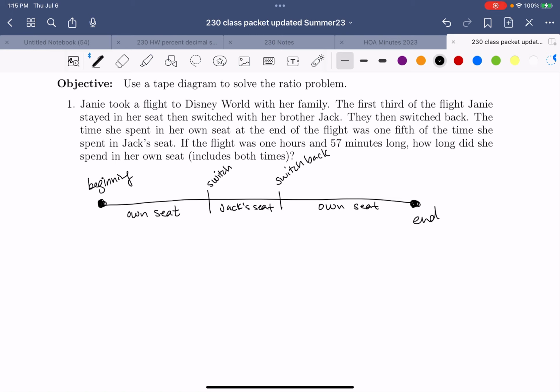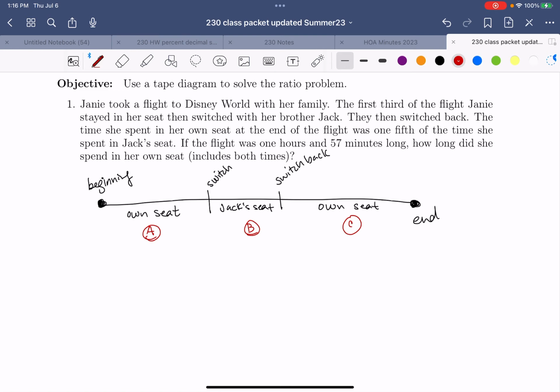Okay, so now I have the switching under control. I'm going to go ahead and label my 3 sections: A, B, and C. Okay. And so here, what do I know? I know that together, it's got to be the full length of the flight, A, B, and C. They're going to give me a ratio that represents 2 of them. And I know that the first third of the flight, this section A, is 1/3 of the total flight time. Okay, so that's what I know.